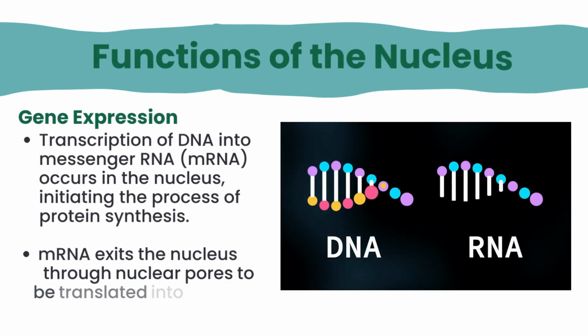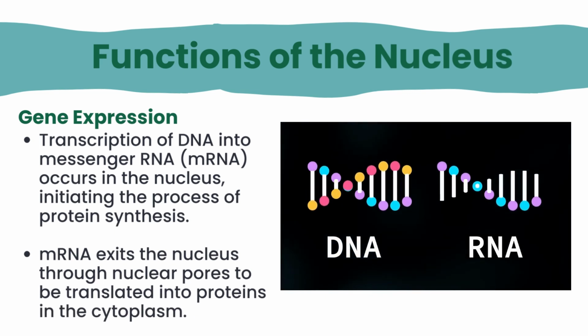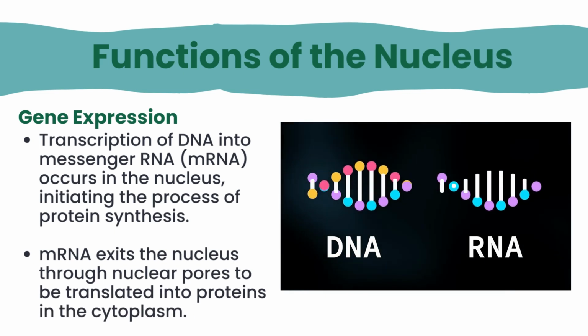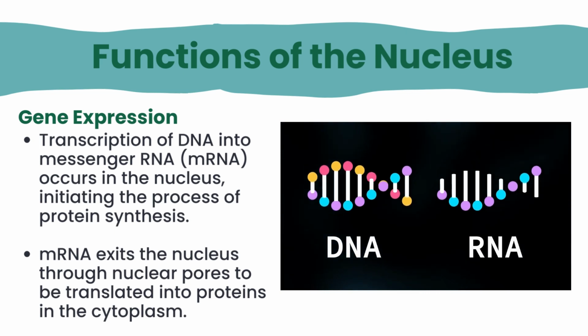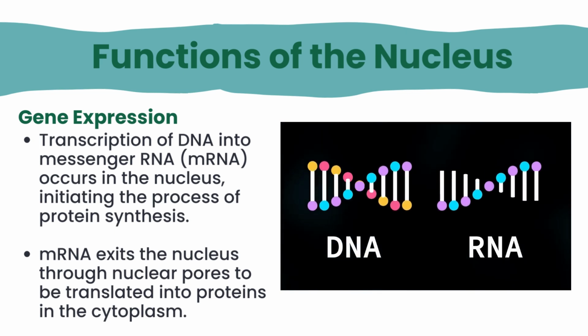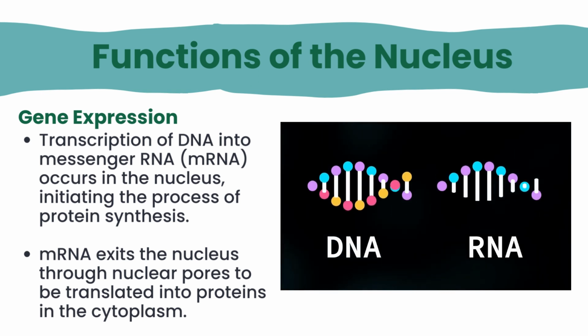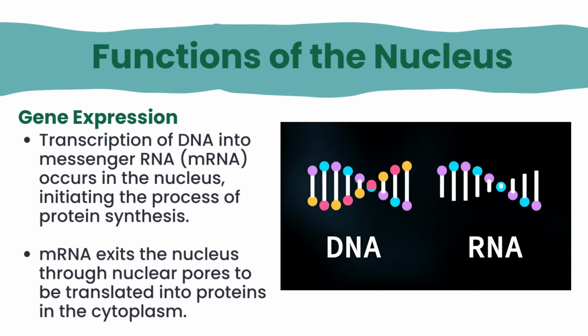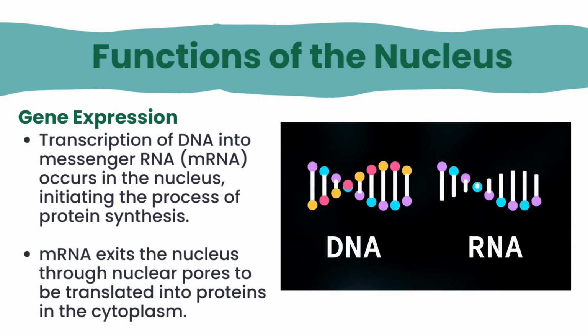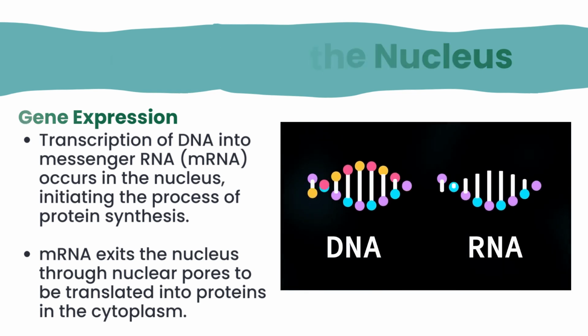Gene expression involves two main steps: transcription and translation. Transcription, occurring in the nucleus, converts DNA into mRNA. This mRNA exits the nucleus through nuclear pores and is then translated into proteins in the cytoplasm by ribosomes.